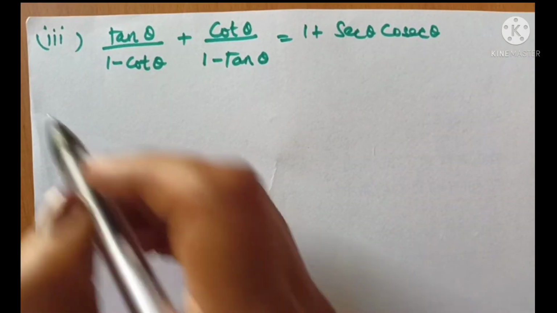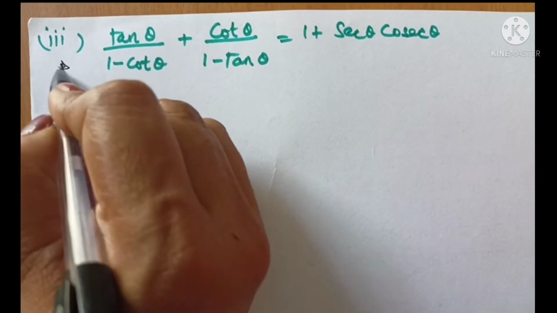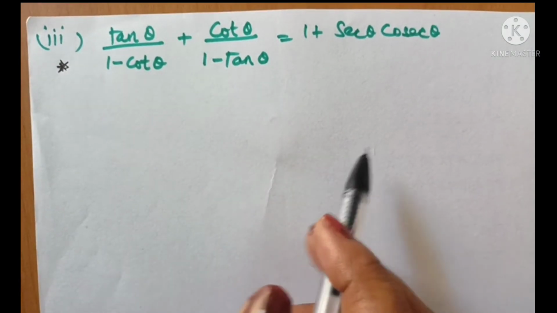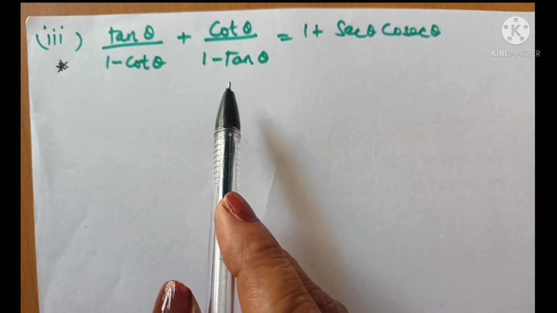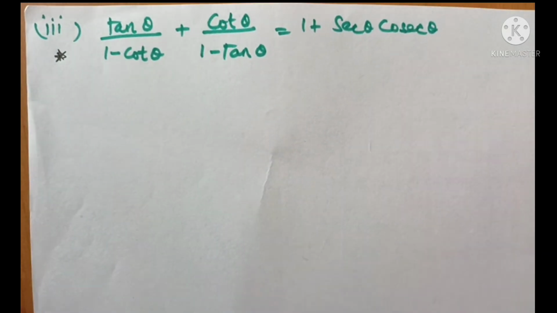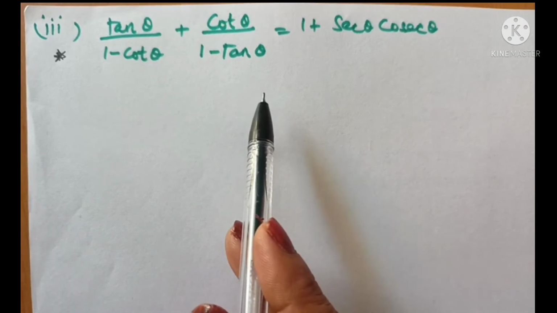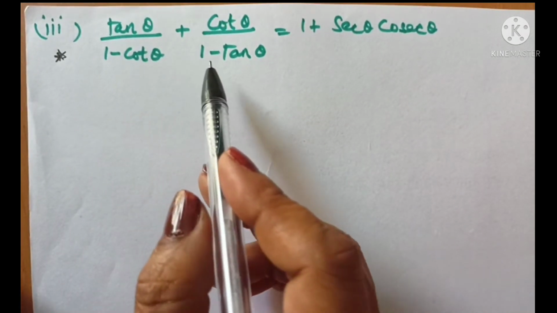Before I start with the third part, let me tell you this is one of the most important parts, right? And there are two methods to it. In the first method, you can directly proceed without converting it to sine cos, and in the second method, you can convert it to sine cos. So let's convert it to sine cos.